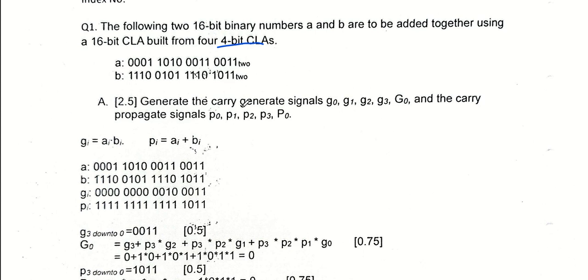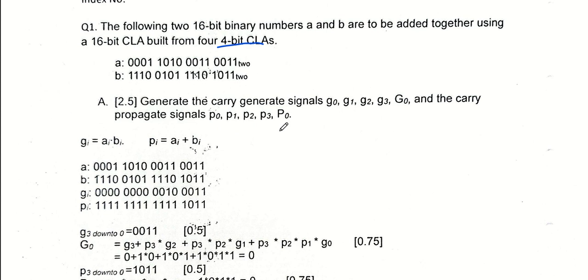And it says generate the signals small g0, g1, g2, g3, and capital G0. So this is question A. And the carry propagate signals P0, P1, P2, P3, and capital P0, right?